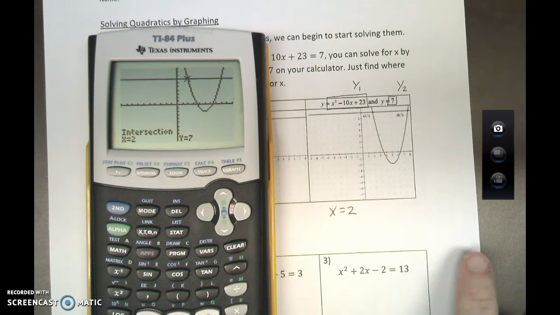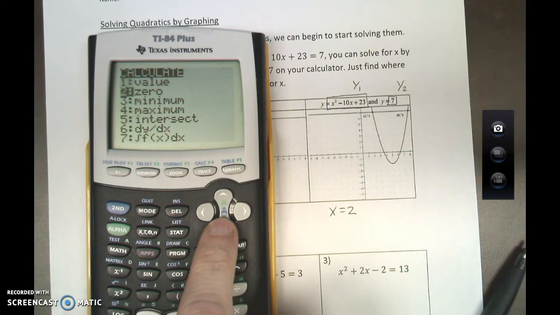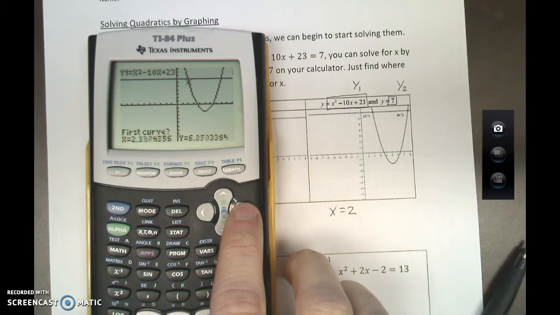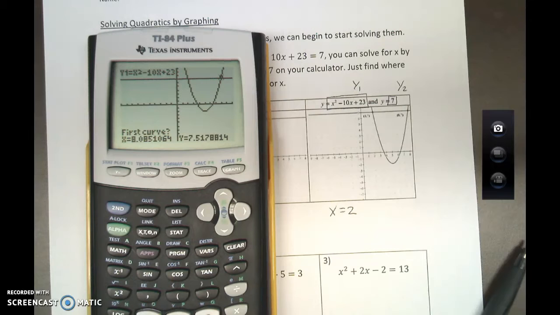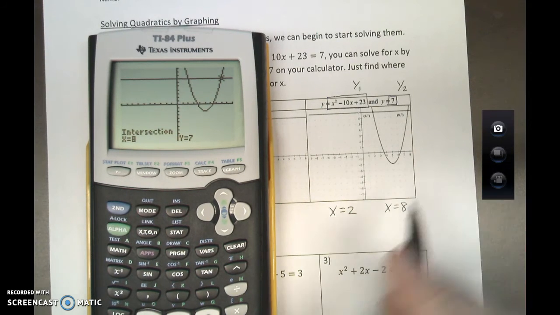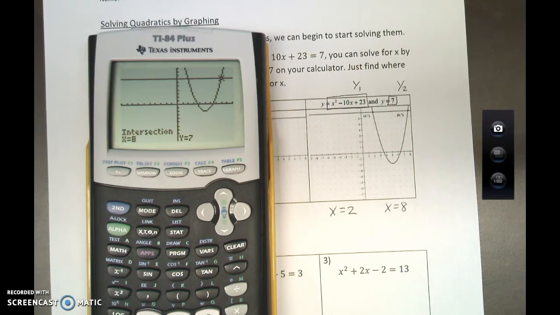I'm going to repeat this whole process. I'm going to hit second, trace, intersect, and I'm going to move my cursor again, but this time I'm going to go to the other intersection point because there are 2 intersections. And I'm going to hit enter 3 times when I'm close to that intersection. So I'm going to hit enter once, twice, 3 times. And my other solution is x equals 8. So those are the values when I plug them into this equation that are going to give me 7.